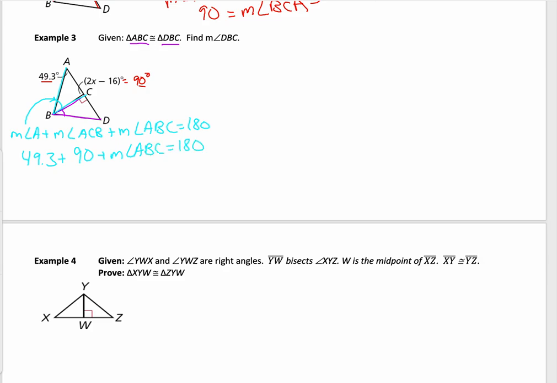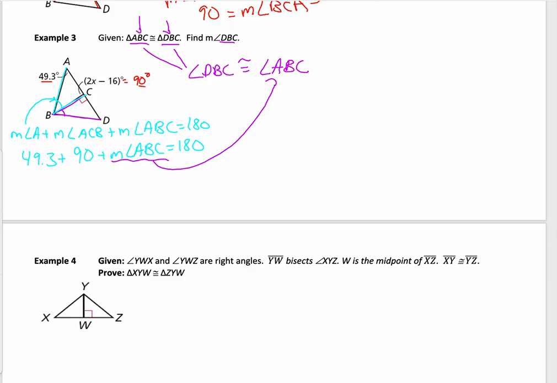Now, why do I want to do that? Why do I want to find the measure of angle ABC? Well, because of this congruence statement. Since I'm looking for DBC, I know that angle DBC is congruent to angle ABC. Why? Because those are corresponding angles in the shapes. Why are they corresponding? Because that's what the congruence statement says. Those three letters in that order match up. And so if I know ABC, then I know DBC because they are congruent.